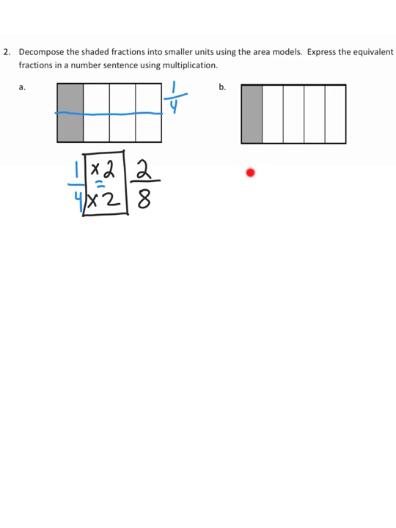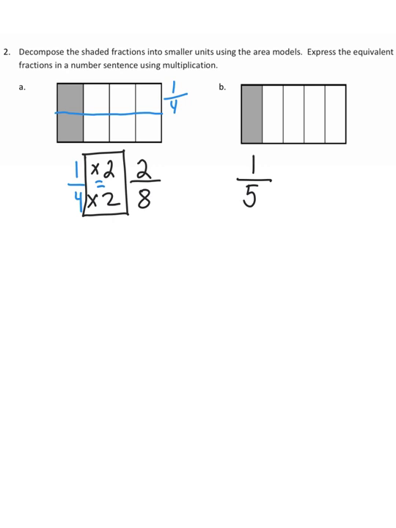Now if we look over here on letter B, we're going to do the same thing. What has this been cut up into? 1, 2, 3, 4, 5. It's been broken up into fifths. And only 1 is shaded in. Well, I'm going to do the same thing. I am going to cut this up to show an equivalent fraction.